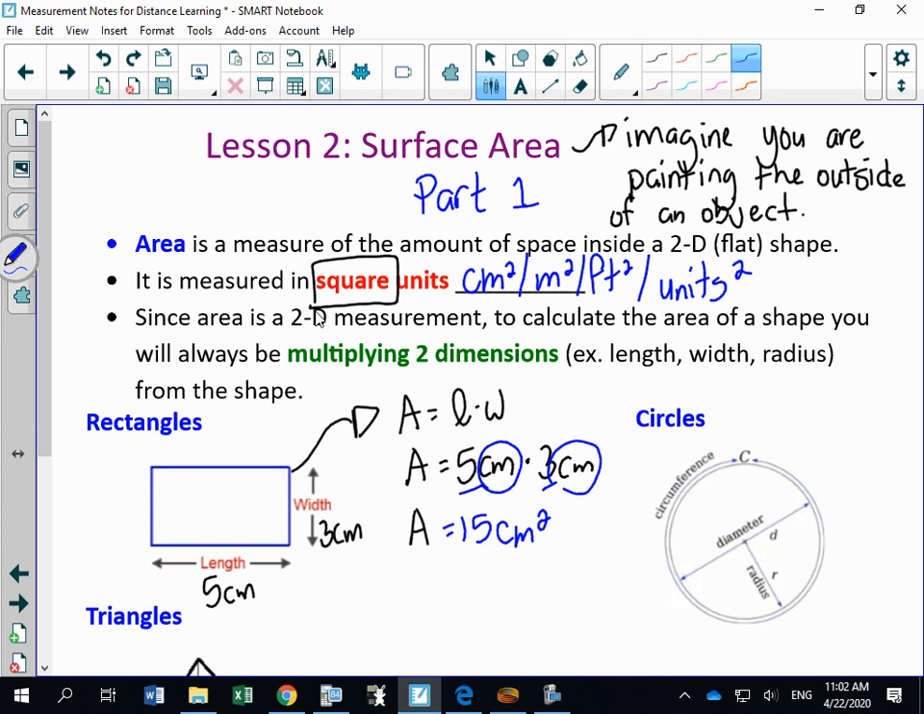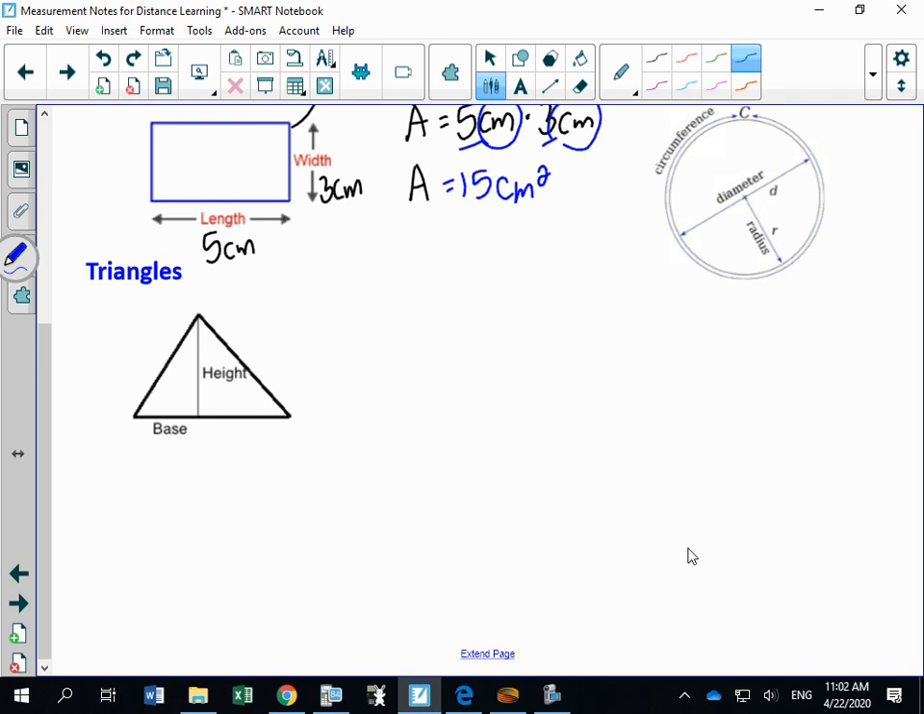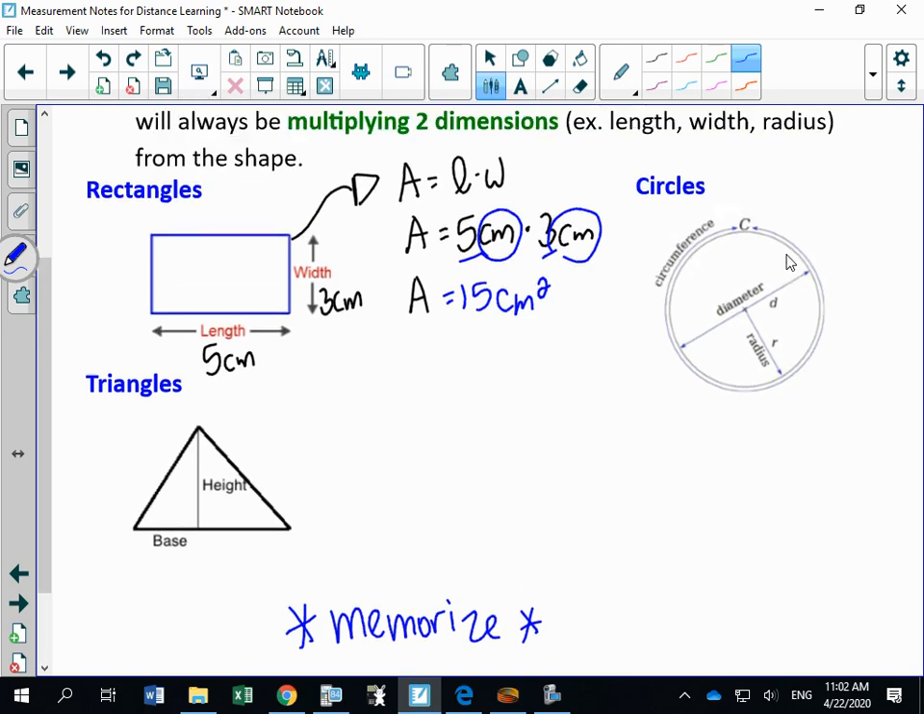Okay? These 3 shapes here, I just want you to make a note on this page. These are the 3 shapes that the formulas are not provided for you, and you just have to know these. You have to memorize these. The reason why the rectangle, the triangle, and the circle have to be memorized is any information or material that you did in junior high, it's considered that you have to know that already for high school. So because these 3 were done in grade 9, you would be required to know them on a test and they won't be on your formula sheet.